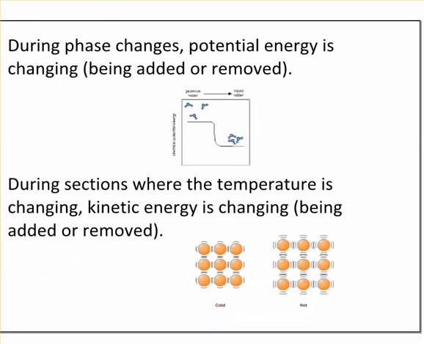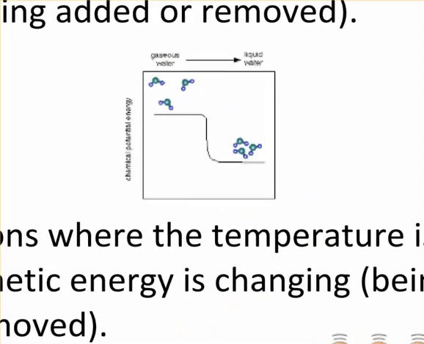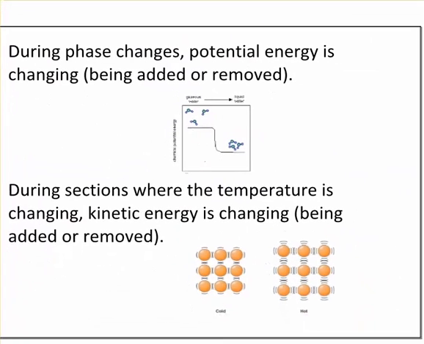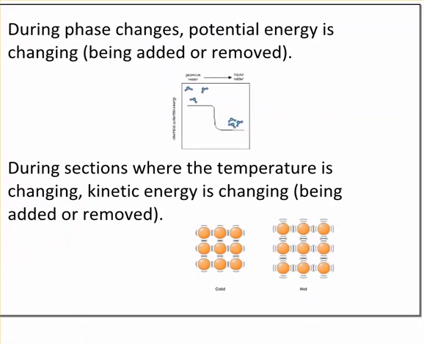The reason for that is that during phase changes, potential energy is changing, being added or removed. You can see a diagram of that here, where the potential energy, or the orientation of the molecules, is changing during a phase change. During sections where the temperature is changing, that is to say, temperature is going up or down, kinetic energy is changing. That is to say, the particles begin moving faster or moving more slowly. So again, during phase changes, potential energy changes. Within a phase, temperature or kinetic energy begins to change.